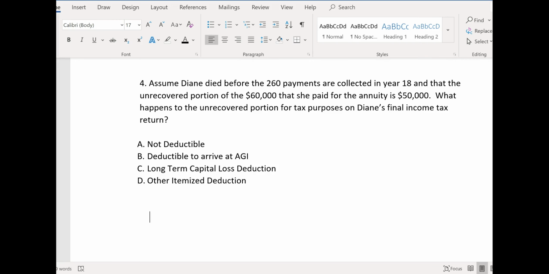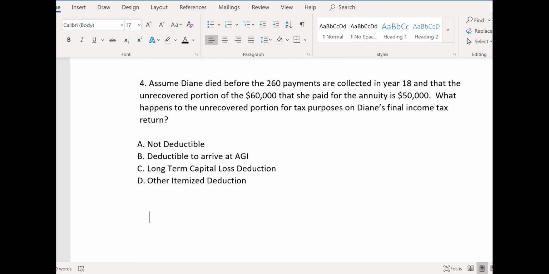All right, now let's look at this the other way. Assume Diane died before the 260 payments are collected. She died in year 18. That's only a couple of years into the contract, right? The contract was she would put up $60,000. They would pay her monthly based on an estimated life of 260 months, but she died in year 18. So the unrecovered portion of the $60,000 that she paid for the annuity is $50,000, and they're telling you on the exam that the unrecovered portion of the investment is $50,000.